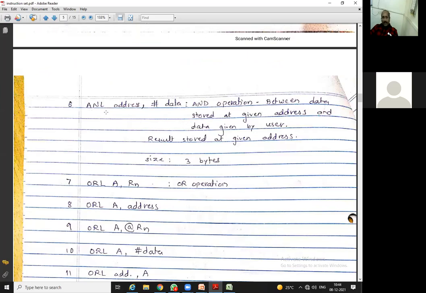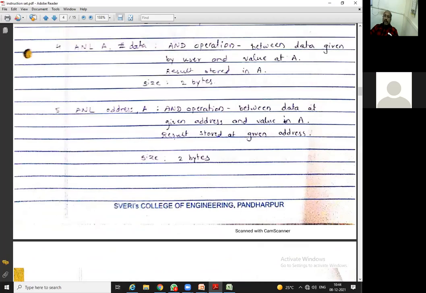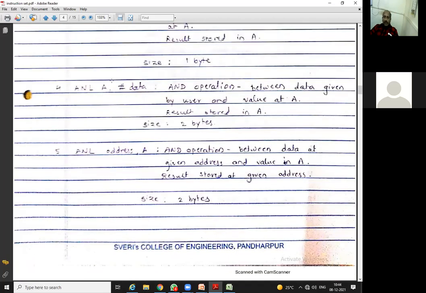So this one, ANL address comma hash data. So what is it doing? AND operation between data stored at the given address and data given by the user, that is this hash data. It is going to be ANDed, and where is the result stored? The result is always stored at the given address. This is important because earlier, whatever we have seen, the result is stored in the accumulator. But here, ANL address, so what does that mean?